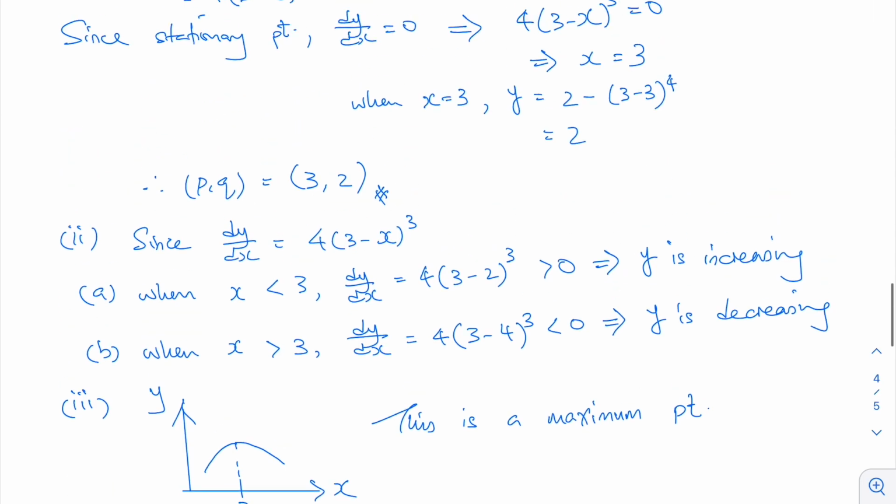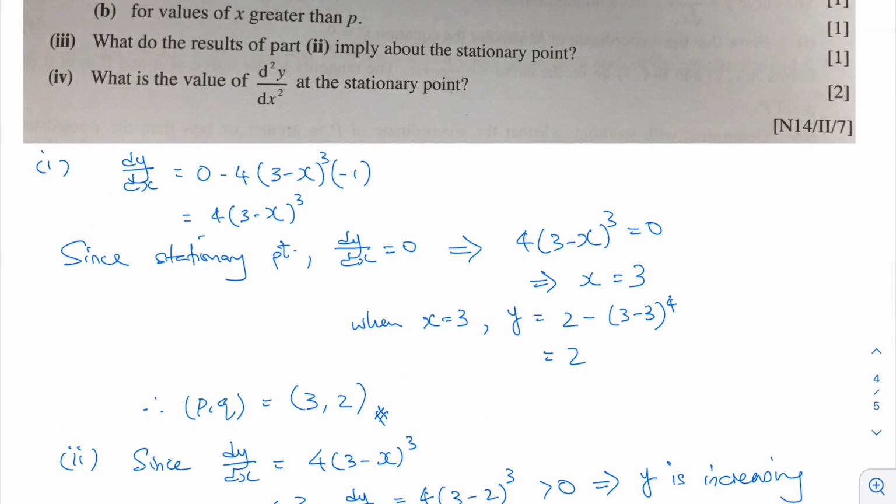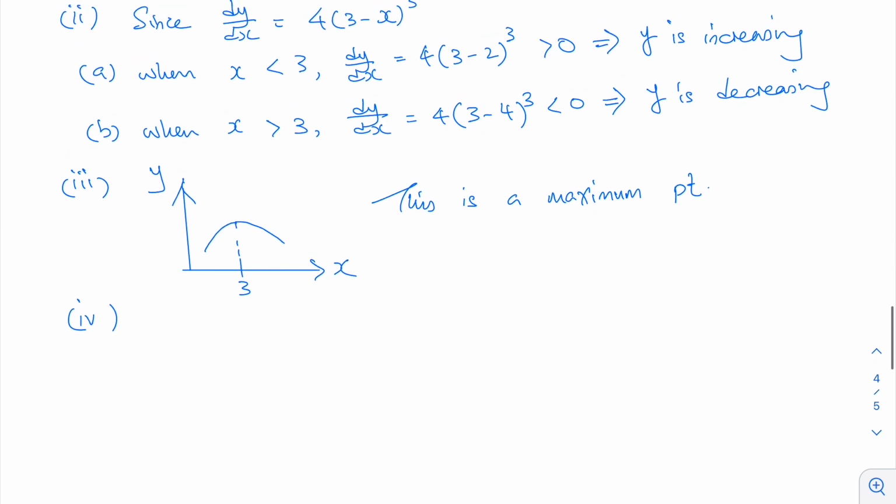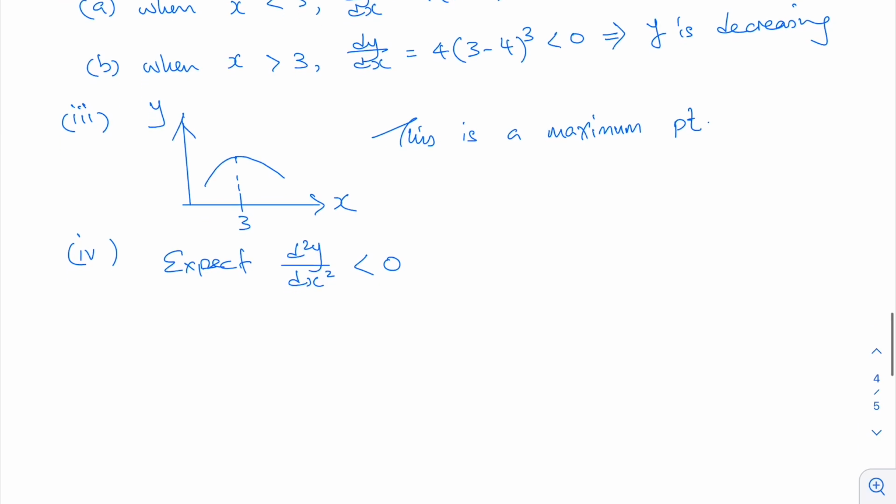Part 4. What is the value of d²y/dx² at the stationary point? So for a maximum point, what do you expect for the second derivative? More than 0? It should be less than 0. The gradient is getting smaller and smaller, so the gradient is decreasing. The gradient of the gradient function should be negative.